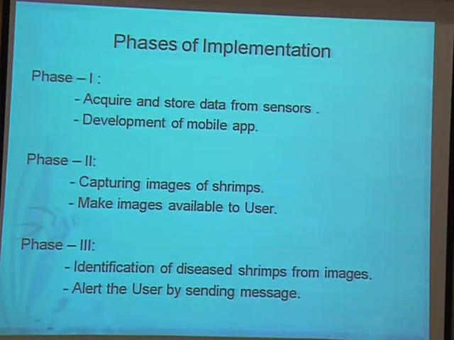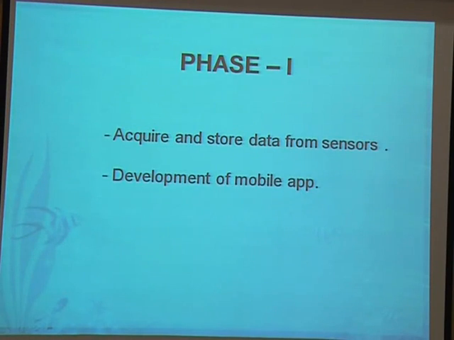In the second level, the farmer has to identify whether the shrimps are diseased or not. But in the third phase, after getting the images, we have to make a machine such that the system has to identify whether the shrimp is diseased or not, and immediately it has to send an alert message to the farmer. It is the third phase. Of course, presently I am in the first phase of the implementation, working with the sensors.